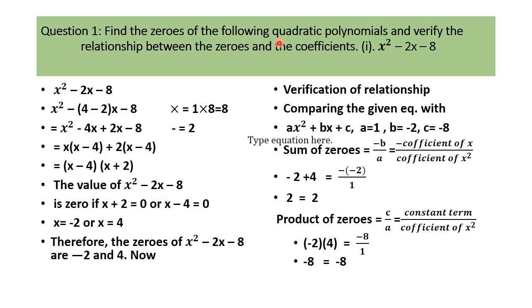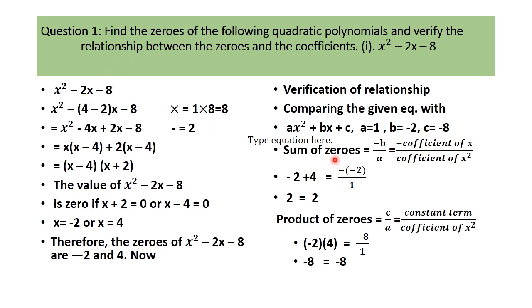Now second, how to verify the relationship, verification of the relationship. We will take the general term, comparing the given equation with this. This is the general term of a quadratic polynomial, ax square plus bx plus c. Here we will compare it with this. Here a is 1, b is minus 2 and c is minus 8.